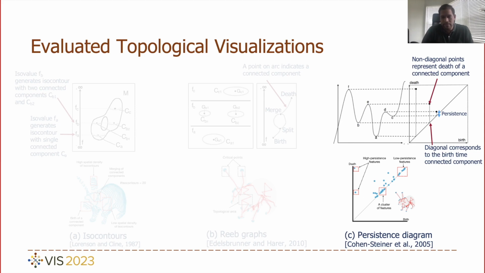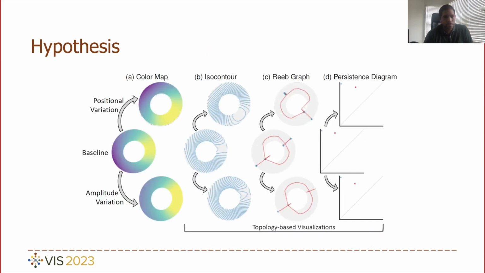Finally, persistence diagrams visualize a scatter plot-like visualization where they show where the high persistence features are represented as dots that are farther away from the diagonal, and low persistence features are situated close to the diagonal, which also represent noise in the data. And the vertical distance of a point from the diagonal represents persistence or significance.